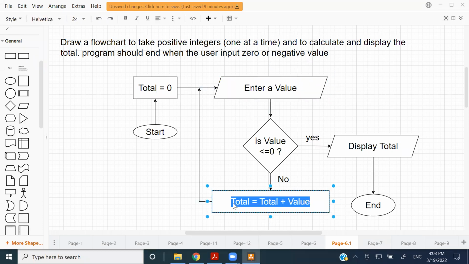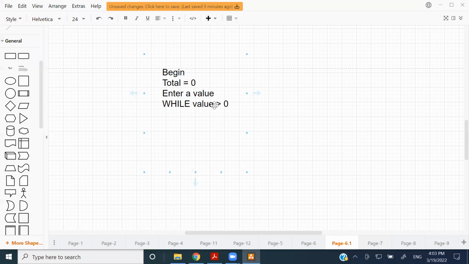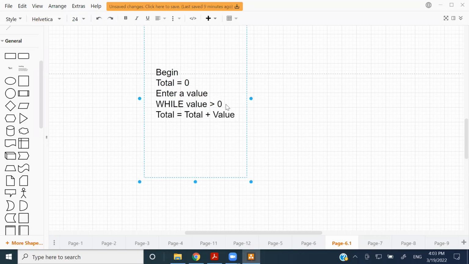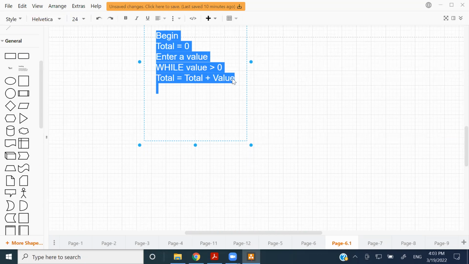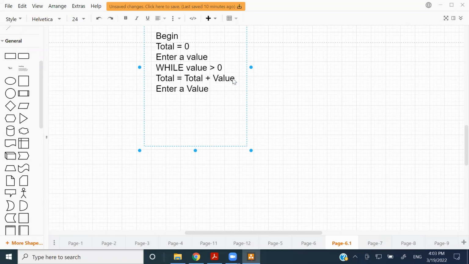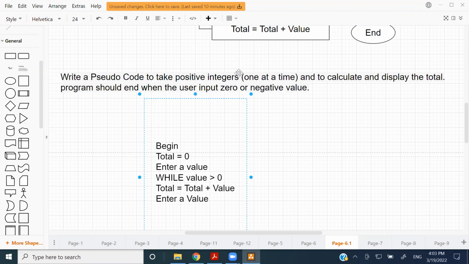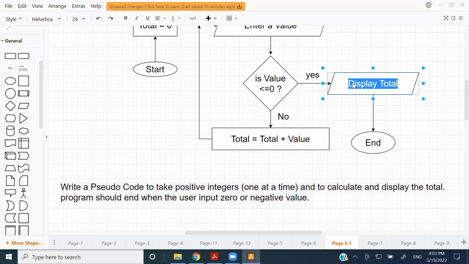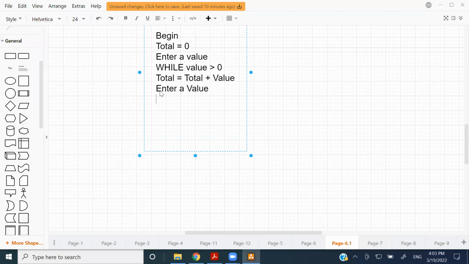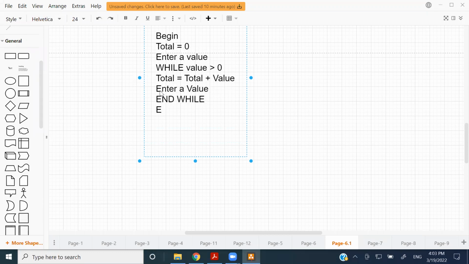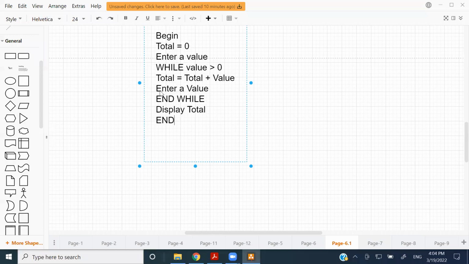So total equals total plus value will be there. And the enter a value statement is also going to be there. Right? So after that particular statement, we can have end while, then we can say display total, then we can end.